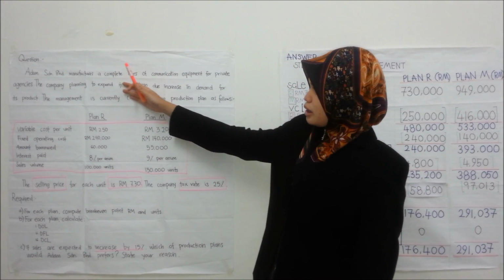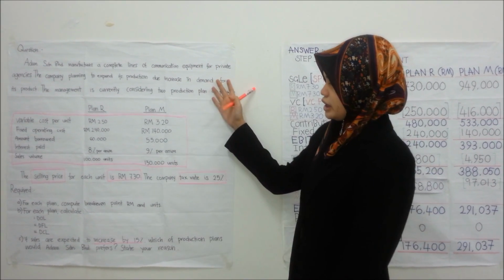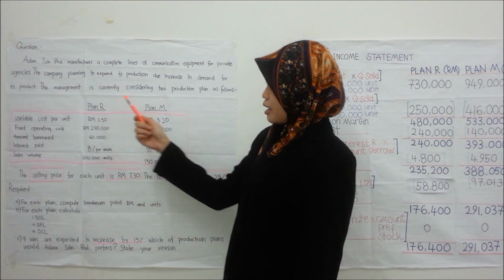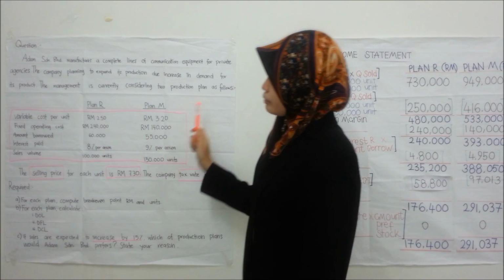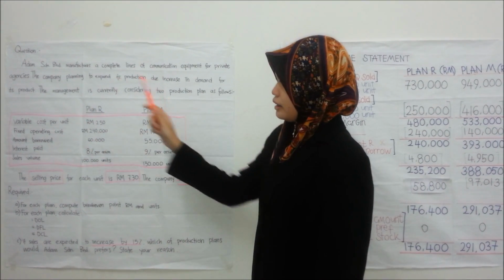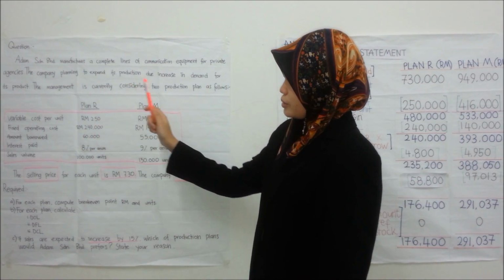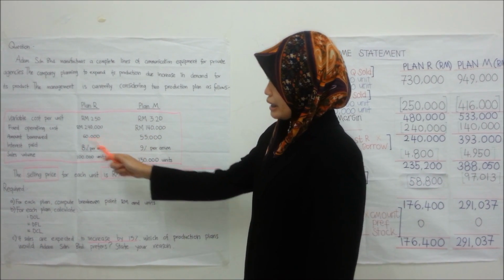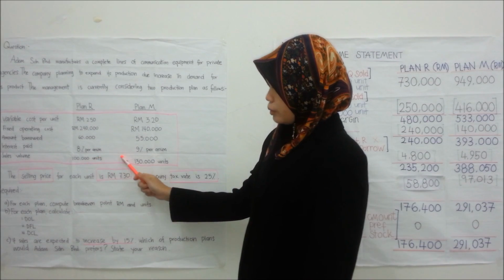This is the Adam situation. The Adam situation has two plans, plan R and plan M. In the situation of the Adam, they give you the variable cost per unit for the two plans, the operating fixed cost for the two plans, the interest paid, the amount borrowed, and the sale volume.